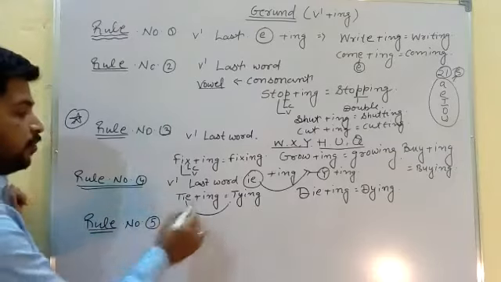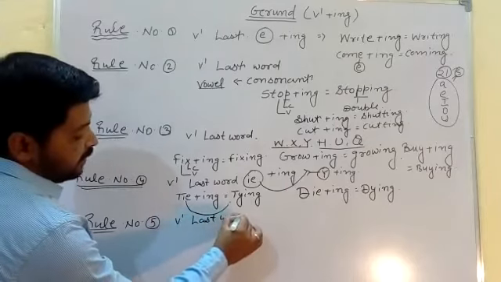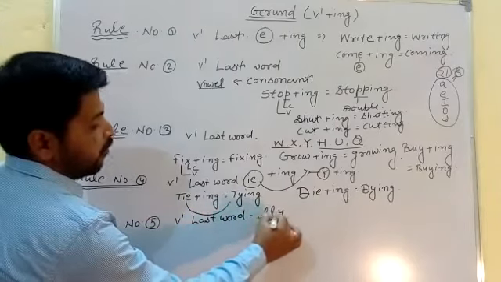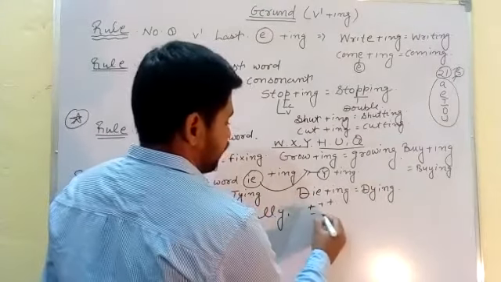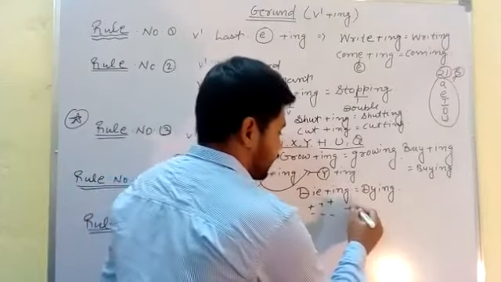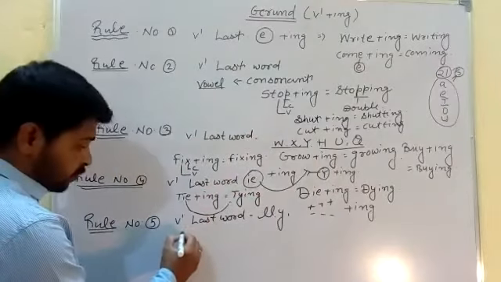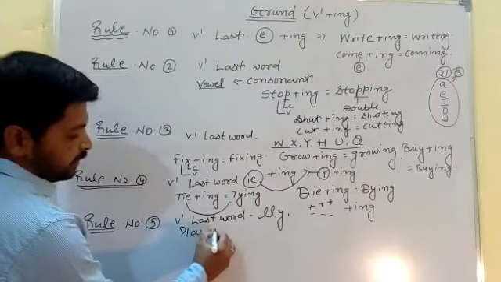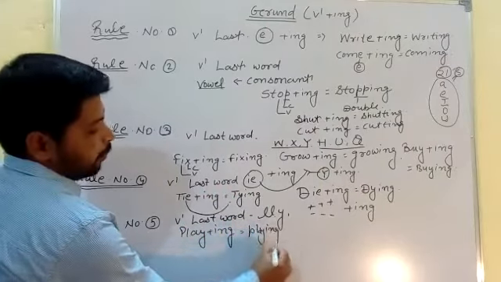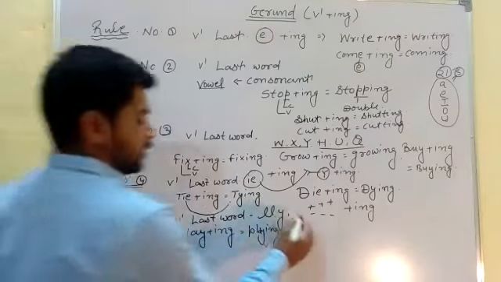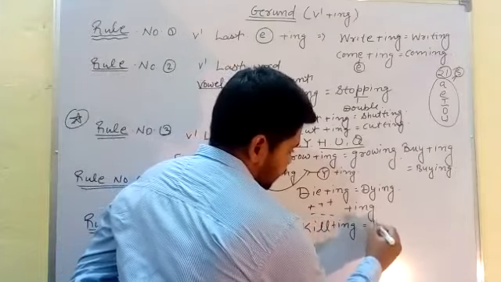And rule number five is this: if you find a first form of the verb whose last alphabets are double L or Y. So students, we cannot add anything, we cannot remove anything, we can directly add ing in this type of spelling. For example, PLAY, play, then we include ing, and what is the spelling? Playing, PLAYING.